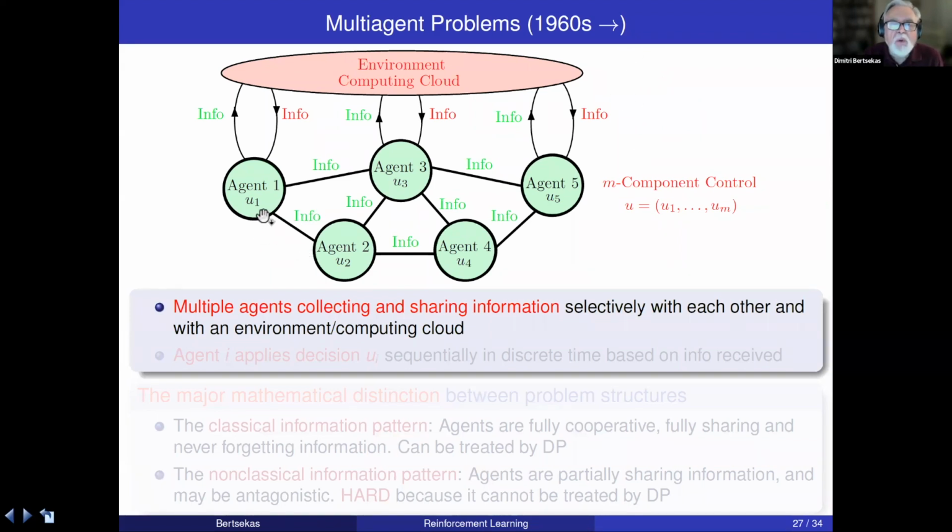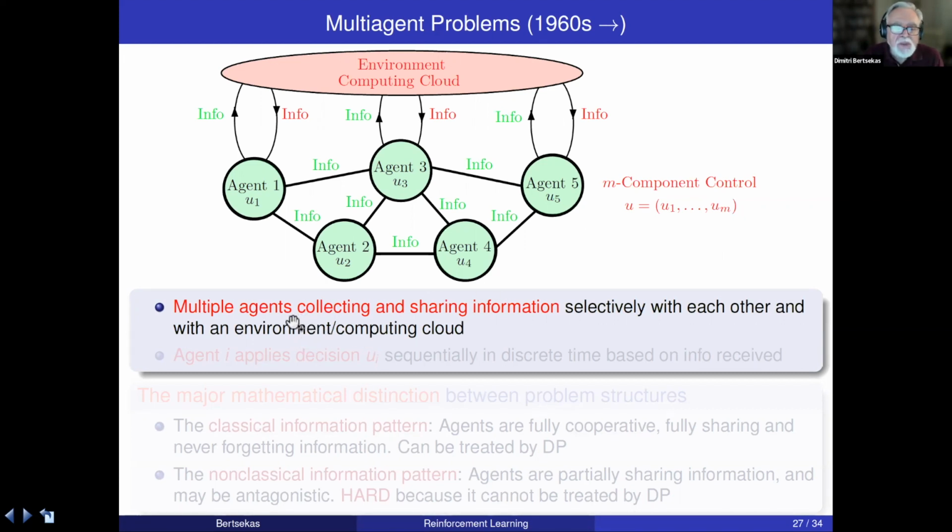These problems involve multiple decision centers called agents. And each agent has a decision to make at each time period. So the collective control of all the agents is what you see here. It consists of m components, one component per agent.